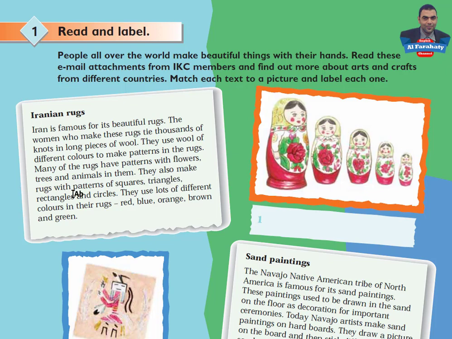They also make rugs with patterns of squares, triangles, rectangles, and circles. They use lots of different colors in their rugs: red, blue, orange, brown, and green. This is about Iranian rugs.